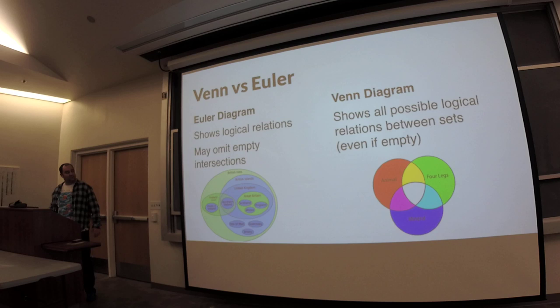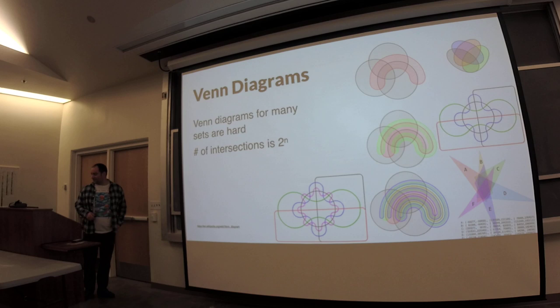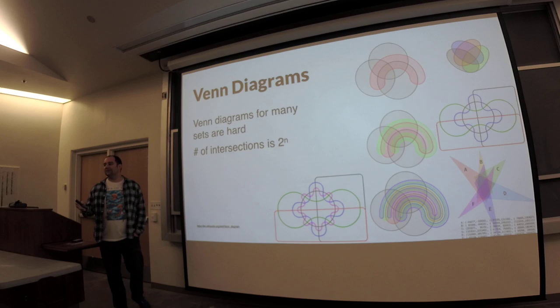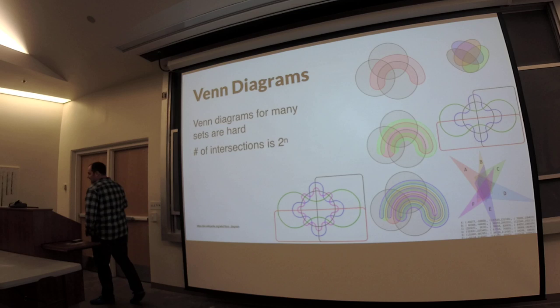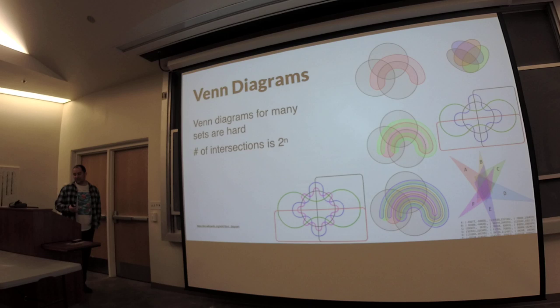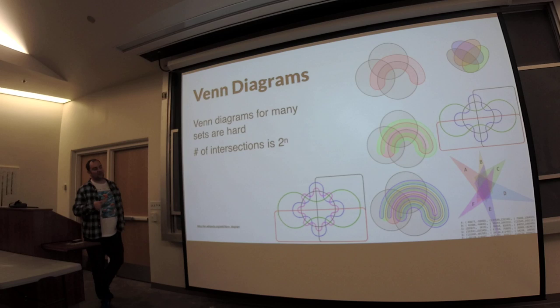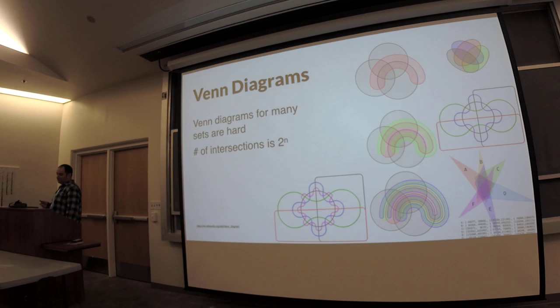Why are Venn diagrams good? Well, Venn diagrams are good because they're super intuitive. You learn in school what sets are, and when you're first taught what sets are, it's illustrated with a Venn diagram. So in that sense, they're super intuitive, but of course, Venn diagrams are hard for many sets. The number of intersections in a Venn diagram is 2 to the power of n. So clearly, this isn't going to work for anything larger than, let's say, 7 or 8.